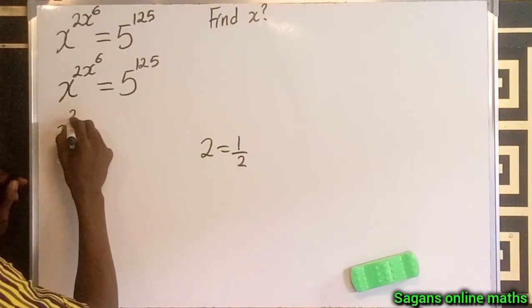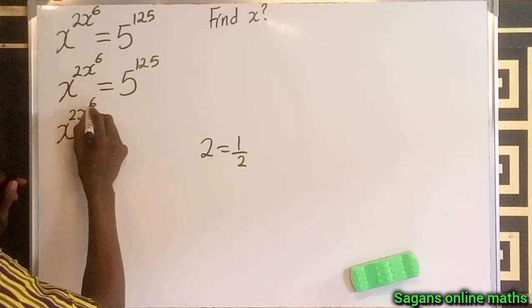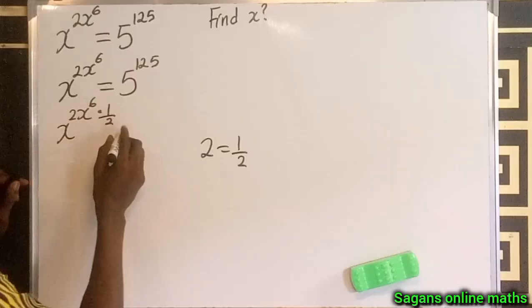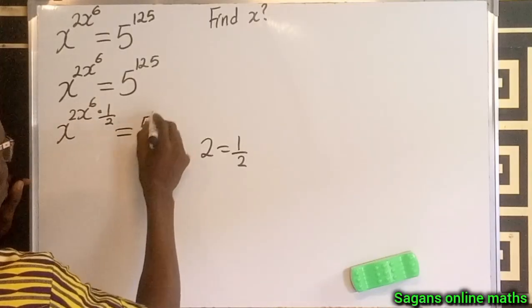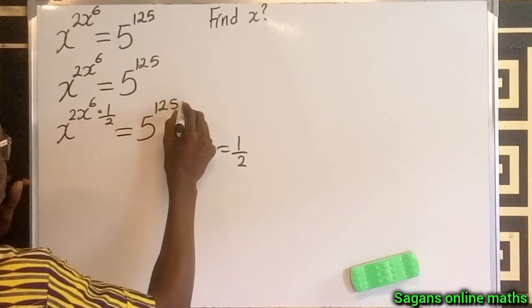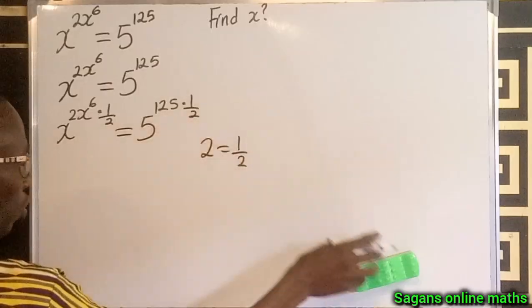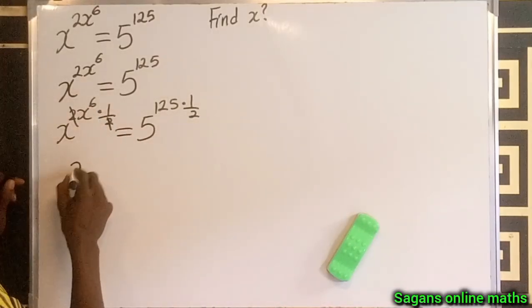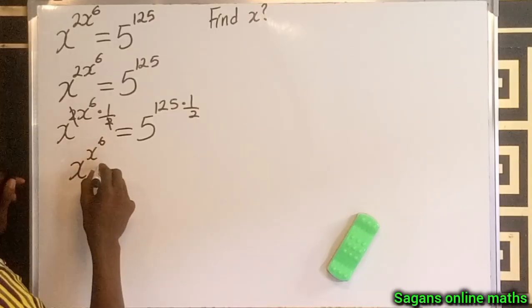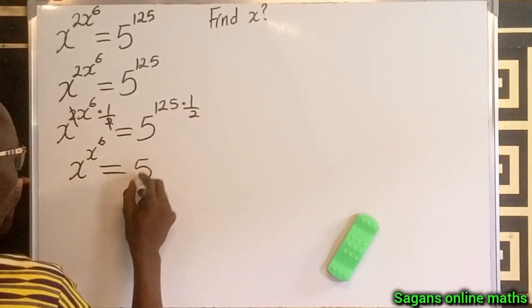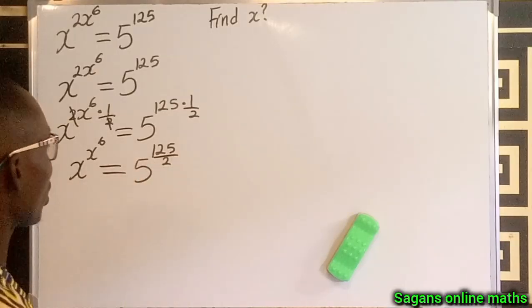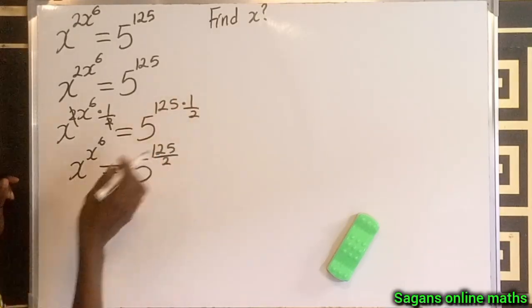So this is x to the power 2, x to the power 6 multiplied by 1 over 2. I multiply both powers by 1 over 2 equals 5 to the power 125 multiplied by 1 over 2. Now this will cancel out this, as you can see. So we are left with x to the power 6 is equal to 5 to the power 125 divided by 2, because 125 multiplied by half is what I want to have, right?